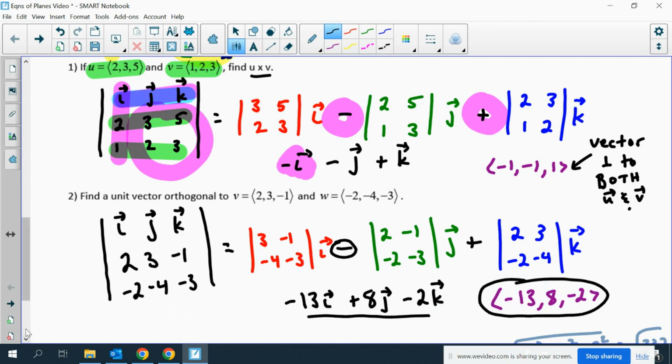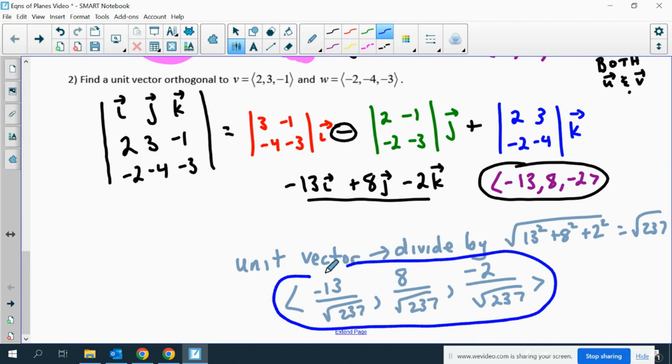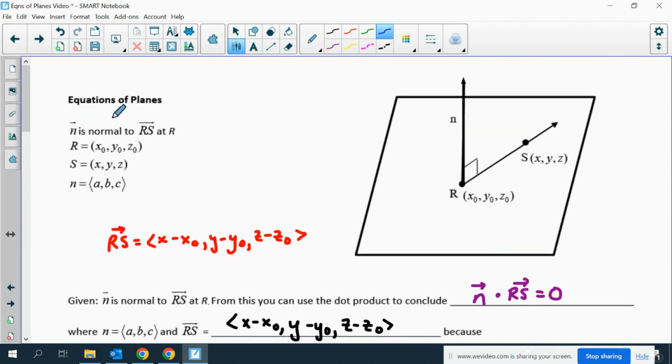And then we need to find a unit vector, so we divide by the magnitude of this new vector. So our unit vector is negative 13, 8, negative 2, all divided by root 237. So you just find a unit vector the same way you always do, dividing by the magnitude.